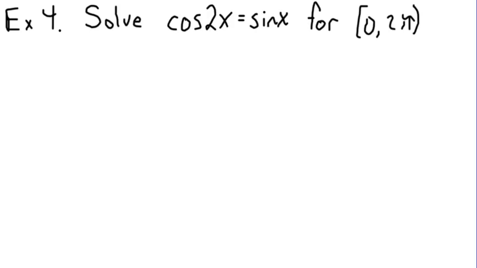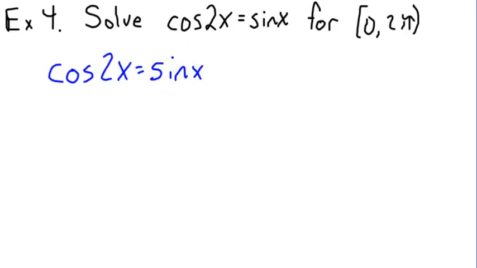In example 4, we want to solve the cosine of 2x equals sine x for the interval from 0 to 2 pi again. And this is our last problem we're going to go through. We're going to end on a really nice and complicated one. So we start with the cosine of 2x equal to sine x.